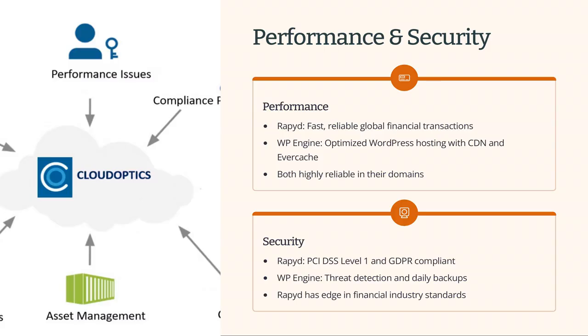Security is paramount in both platforms. Rapyd Cloud is PCI DSS Level 1 and GDPR compliant, ensuring secure transactions. WP Engine also takes security seriously, offering threat detection, daily backups, and a one-click restore option. Both platforms prioritize keeping your data safe, but Rapyd's compliance with financial industry standards gives it a slight edge.